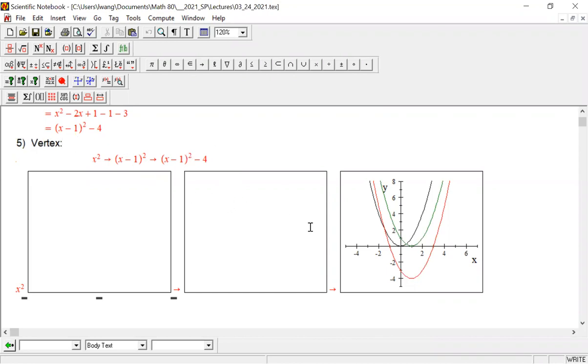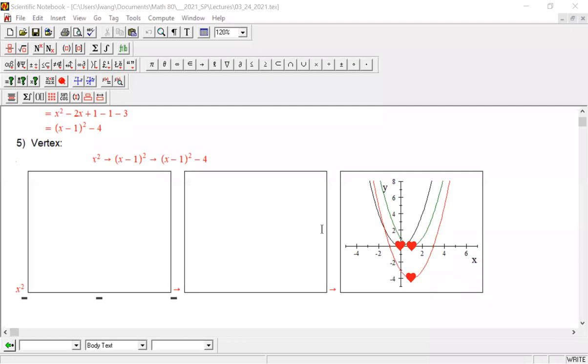So among all these shifting, the vertex shifts along with it. We shift right by 1 unit, so the vertex is here. You can see the shifting from here to there. That's shifted to the right by 1 unit and shifted down by 4 units.